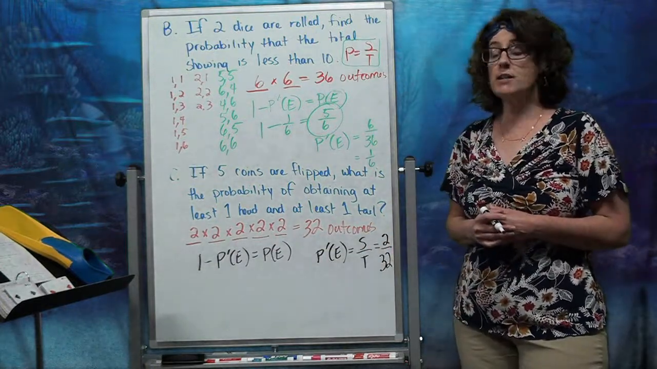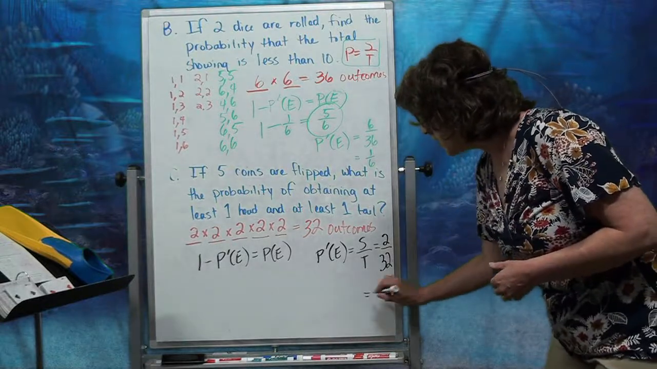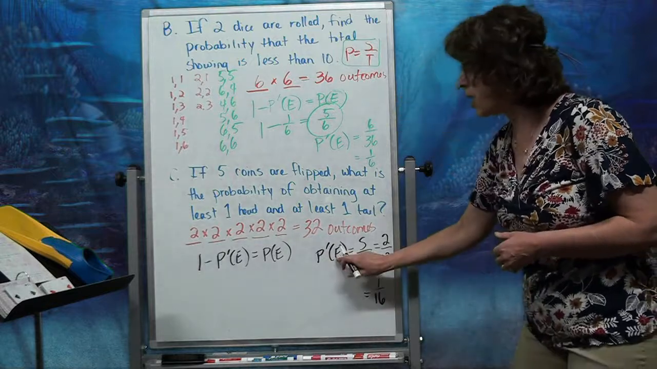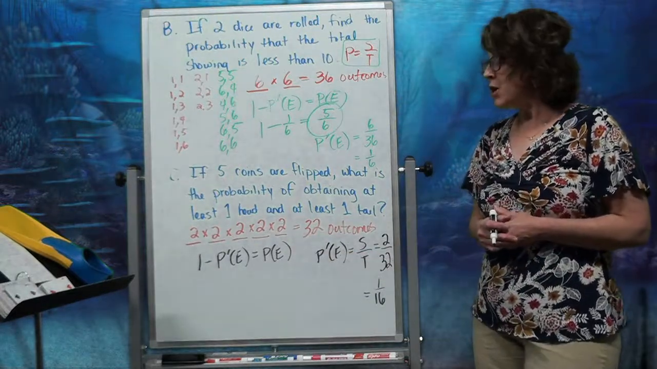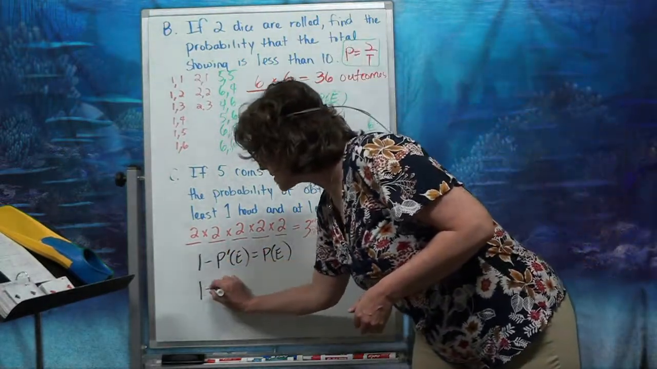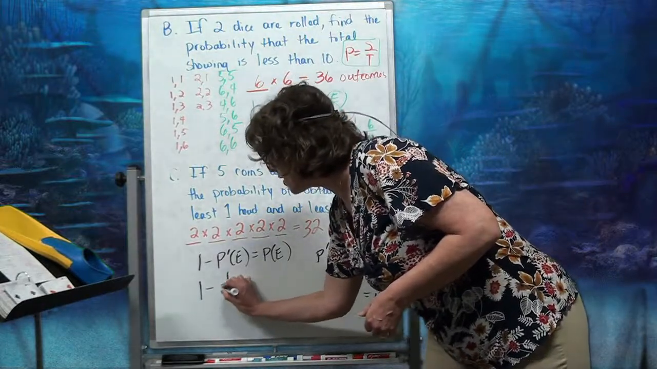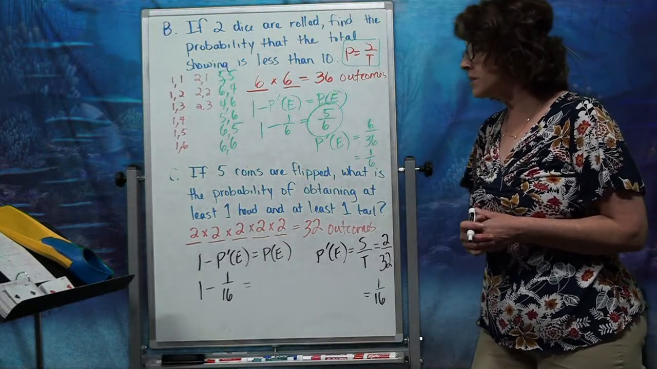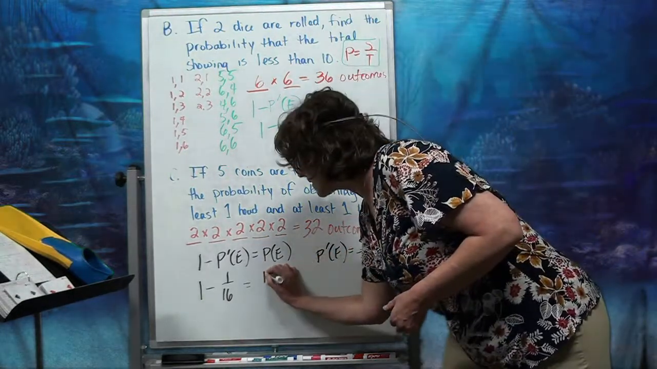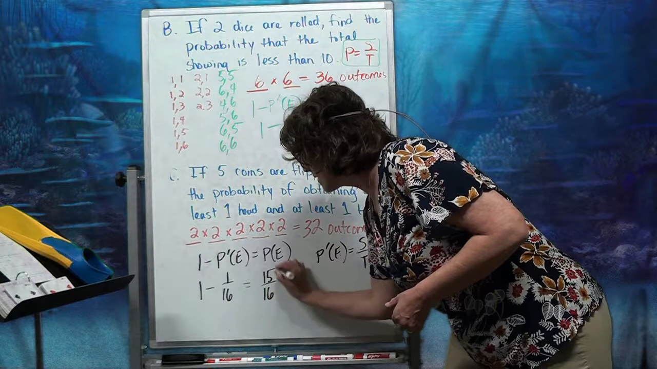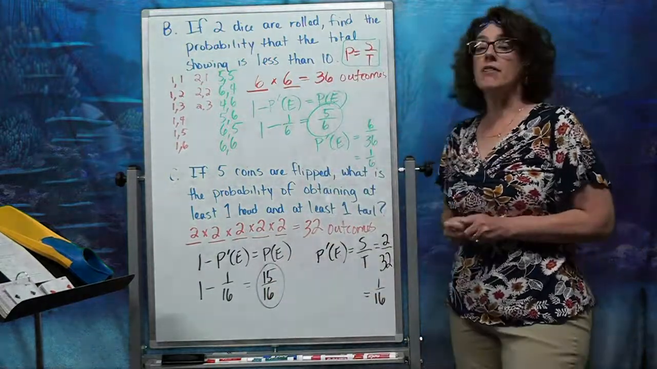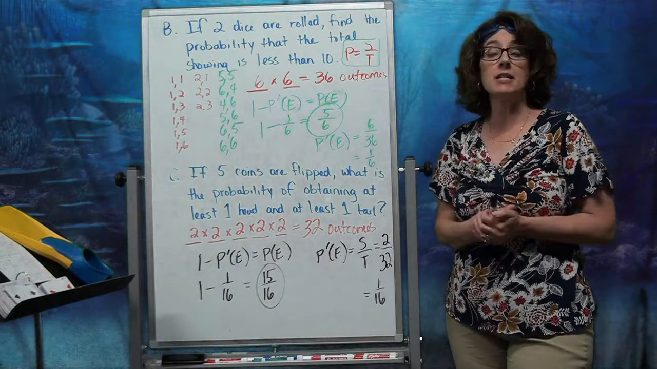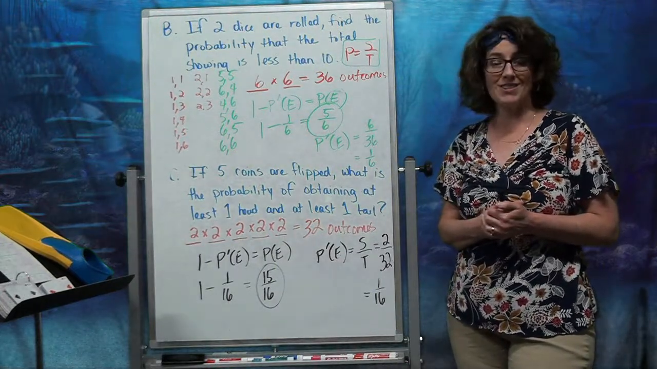Now here we are again. Always simplify a fraction if you can. 2 goes into both 2 and 32. It goes 1/16. This is the probability of that complement. So I'm going to take my entire sample space, I'm going to take out that probability of that complement, and that will give me what I want. And when I take a 1 minus 1/16, that gives me 15/16. That's the probability that I will flip at least one head and at least one tail when I flip all 5 coins.